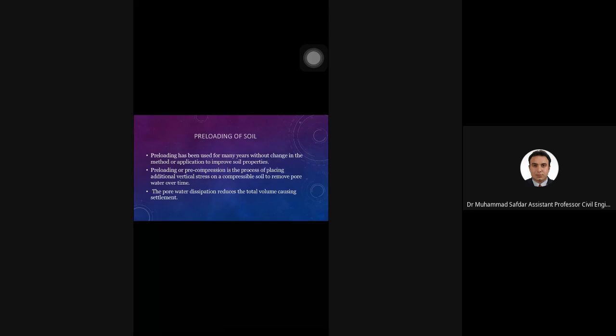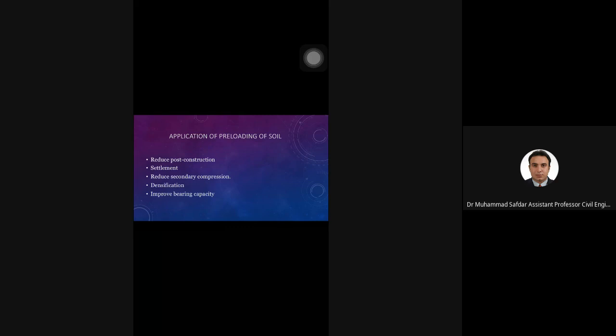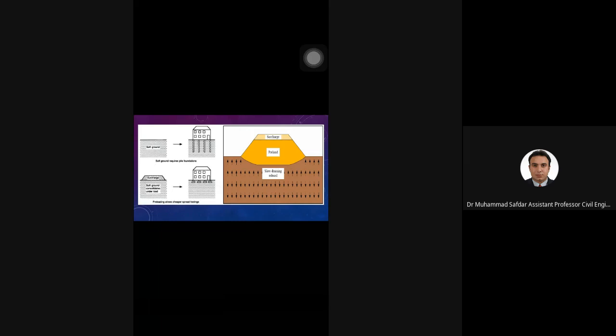The third one is the preloading of soil. Preloading of soil has been used for many years without change in method or application to improve the soil property. Preloading or pre-compression is a process of placing additional vertical stresses on a compressible soil to remove pore water over time. The pore water dissipation reduces the total volume, causing settlement. Application of preloading of soil reduces post-construction settlement, reduces the secondary compression, densification, and improves bearing capacity. This is the pictorial view.